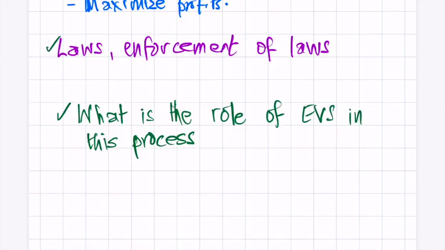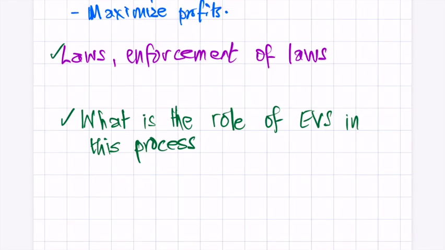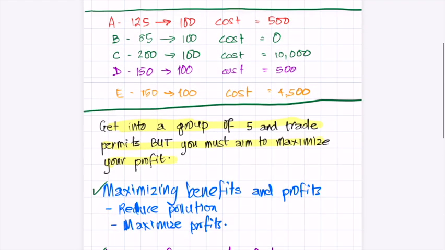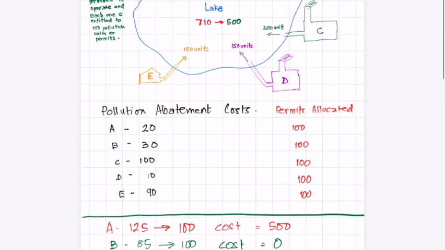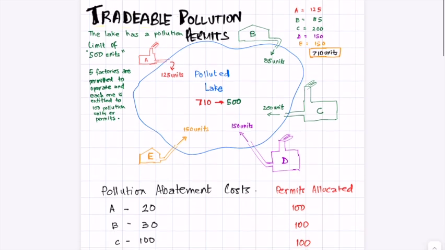Finally, I would also like, after the group has gone through the experience, to discuss the role of EVS in this process and to discuss the strengths and weaknesses of using this economic instrument of the tradable emission or tradable pollution permit in the management of pollution. Also, I want you to consider the importance of laws and the enforcement of these laws in making this work, and to also discuss what is the role of EVS in this entire process.